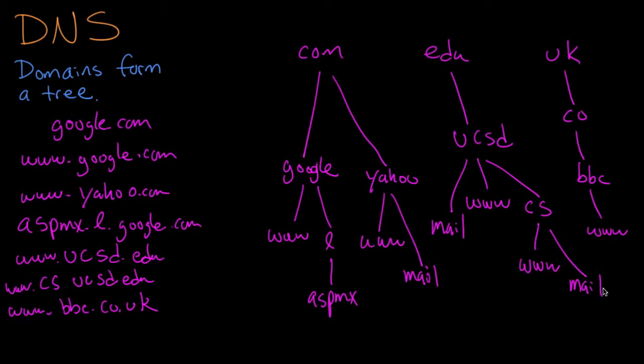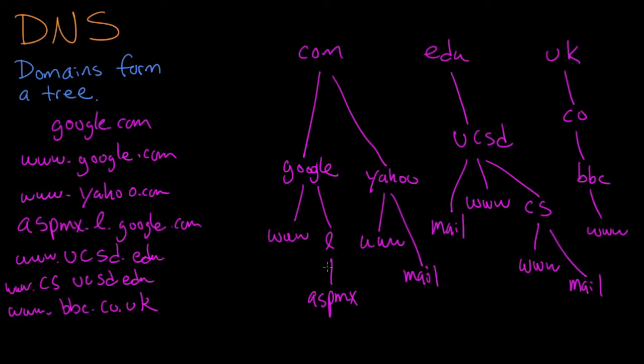So one thing we can see in this tree here is that there are many places where the individual names might be repeated. Like, this www here under Yahoo is obviously not the same as the www under Google, even though they have the same names, but they are different places in the tree. So the whole point of each one of these domain names is to uniquely identify a particular location within the tree. So for example, this bottom one here, www.bbc.co.uk, represents this exact point in the tree. It doesn't represent any other place in the tree.